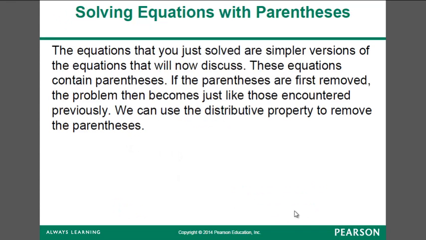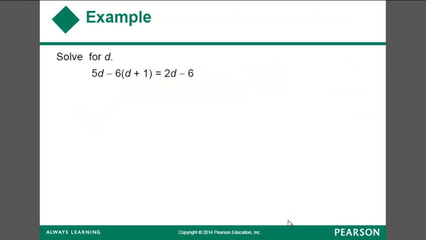Now what happens if we have parentheses involved? Anytime an equation contains parentheses, we want to remove the parentheses first, and then solve the problem just as we have been. We remove the parentheses by using the distributive property. We distribute anything outside the parentheses into the parentheses. Let's look at an example.